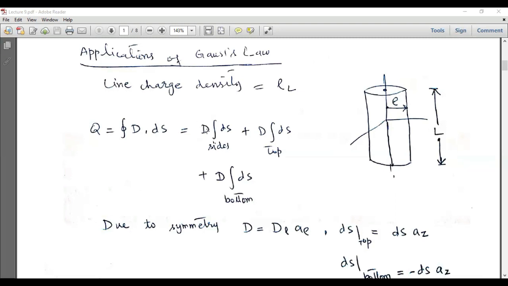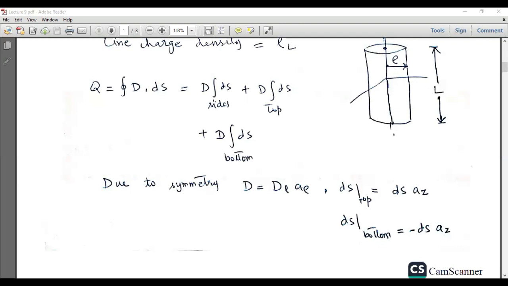So this integration will be evaluated for the side and this integration will also be evaluated for the top and bottom. Now since the charge is distributed over the z-axis, the electric flux density due to this charge will only have the rho component because it will be radially outward from the source, and this distribution won't cause any component of electric flux density either at the top surface or the bottom surface. So there will not be z component of this electric flux density and there will only be the rho component.